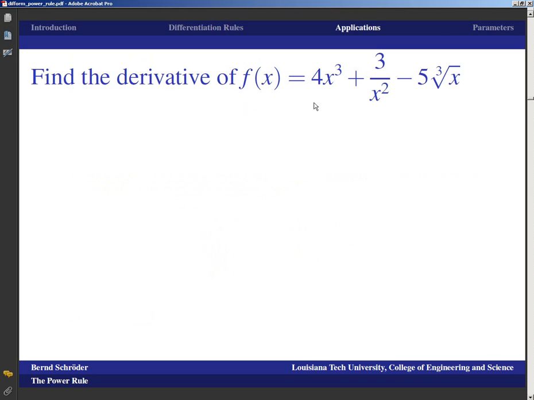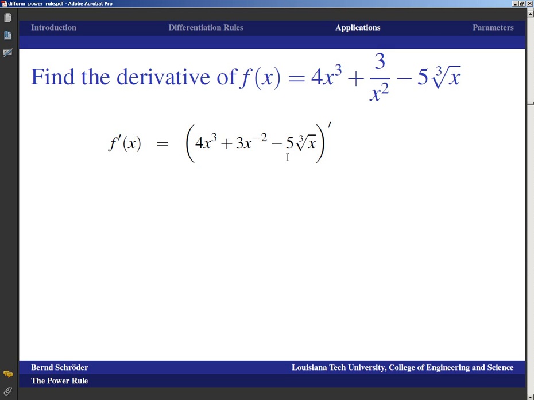If we are supposed to find the derivative of a function like 4x cubed plus 3 over x squared minus 5 times the third root of x, well, we just say we have to find this derivative, but we realize that the only term we can tackle directly is the 4x cubed. This second term and this third term aren't written as a power, so we need to use what we know from algebra to realize that 3 over x squared is nothing but 3 times x to the minus 2. That's the only change that just happened.